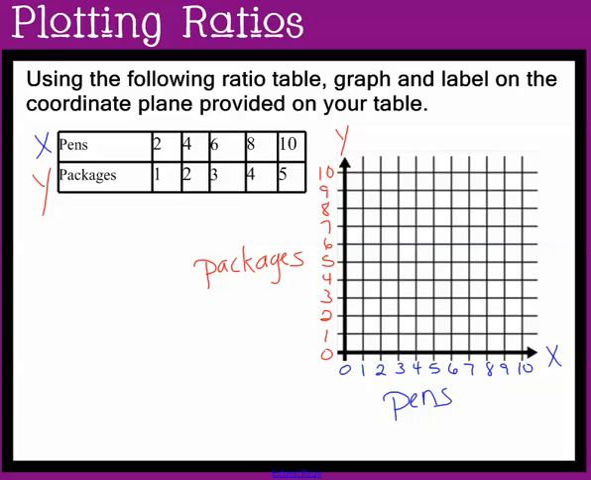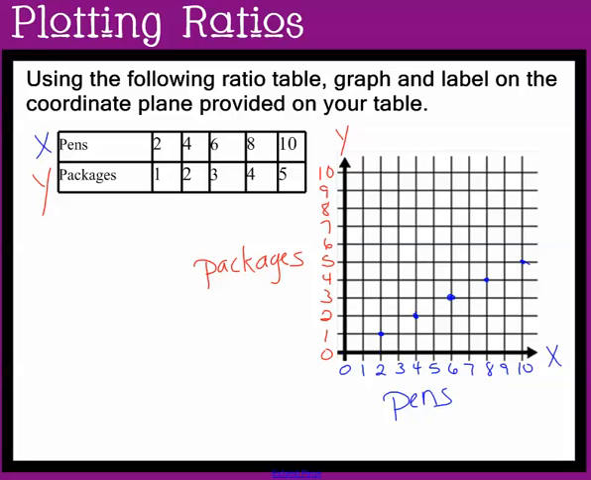Alright, we'll plot the x first. We see that if we have 2 pens, that's 1 package. So we'll come over on the x-axis to 2, and then up 1, and that's our first point. Then you see that if we have 4 pens, we have 2 packages. 6 pens means we have 3 packages. 8 pens, we're buying 4 packages, and 10, 5.